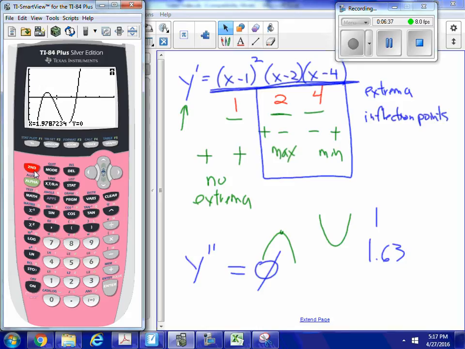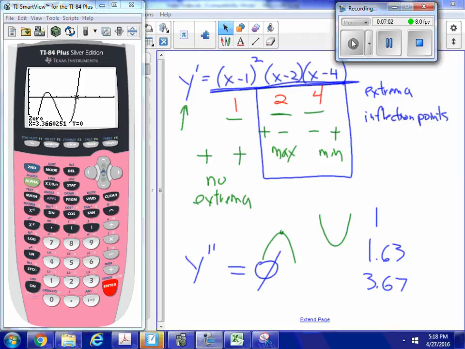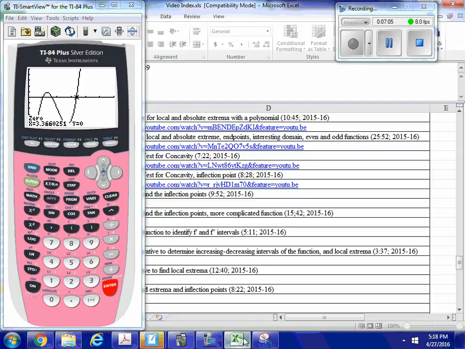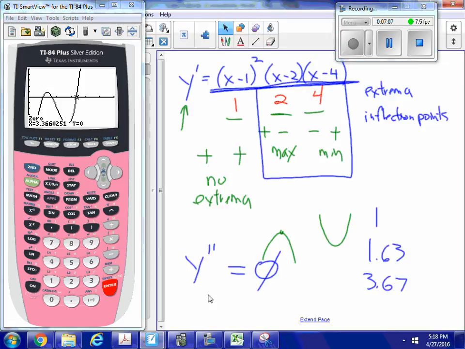0. There's my left bound. I can make my right bound 3. I can kind of see, no, my right bound actually 4. Hit enter. And I find that my third one is at 3.67. I'm sorry, I read that incorrectly. It's not 3.67, it's 3.36. And those are my inflection points.